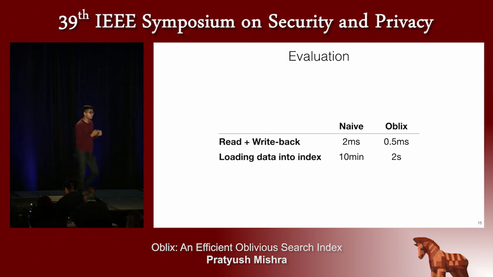Furthermore, we also designed a new algorithm for initializing the index for loading data into it, because the naive method of just performing a read plus write for every item that we want to insert is way too slow. It takes over 10 minutes for even small, like 65,000 items. And since in our experiments we wanted to evaluate Oblix on millions of items, this would just have been infeasible. So we designed a new algorithm that takes only 2 seconds to perform this initialization. And the gap grows even further as the number of items we insert increases.